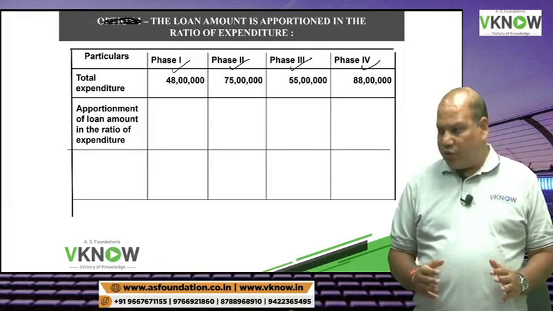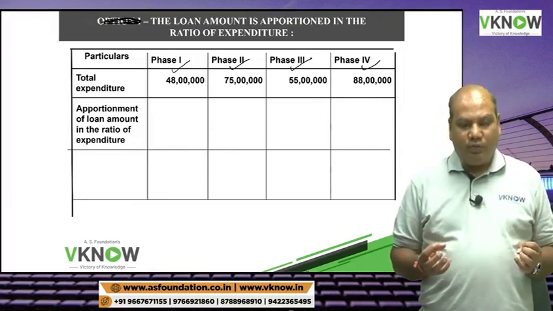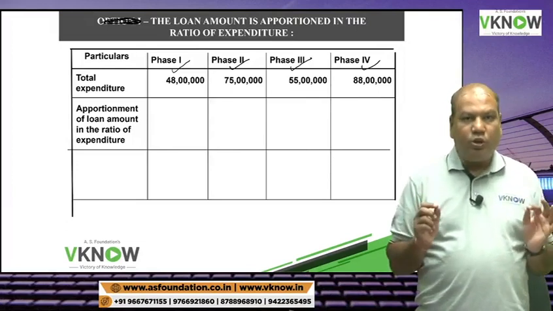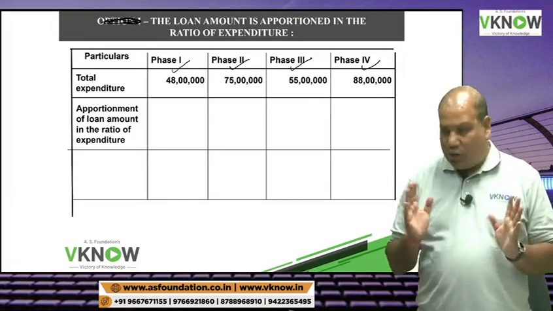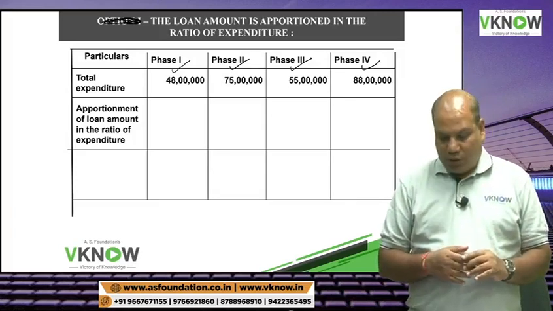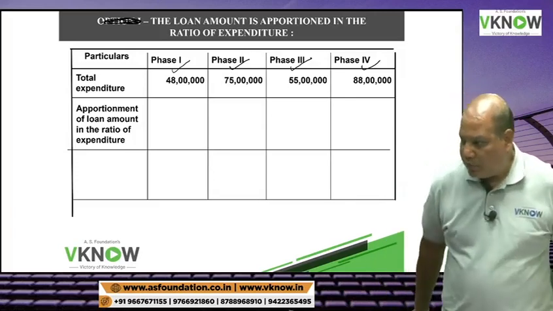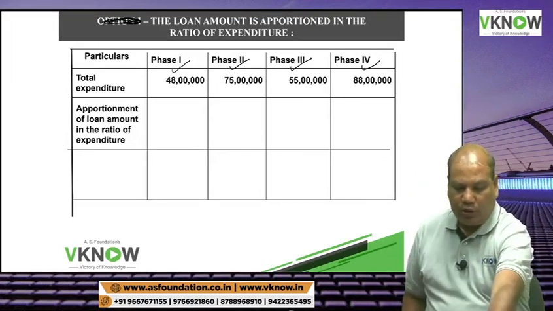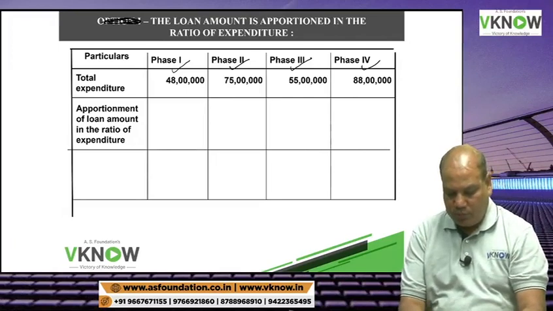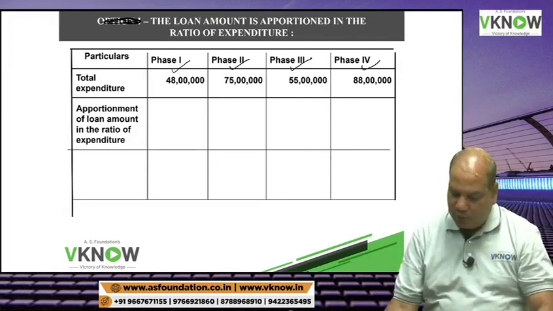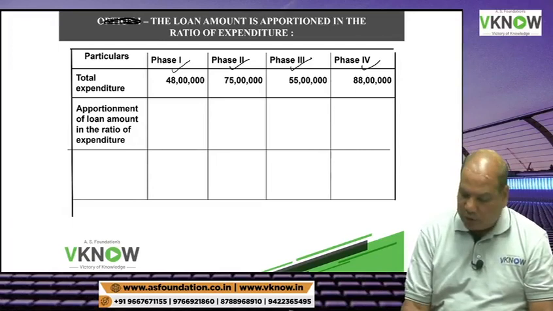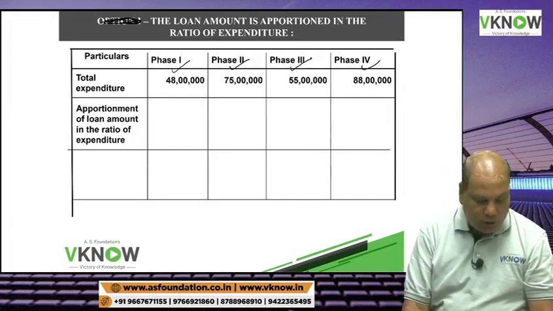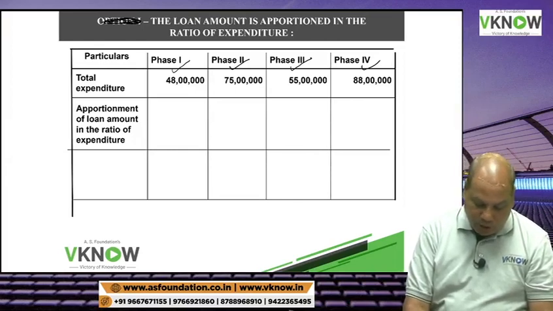So this time it's your chance. Take your calculator and apportion 2 crore 40 lakh in the ratio of 48 is to 75 is to 55 is to 88. Let me see who will give me the answer first. Only when you give me the answer can I proceed further.